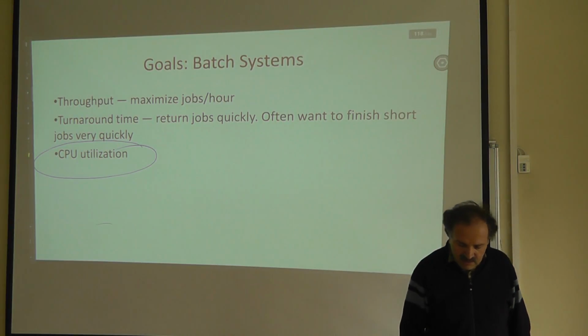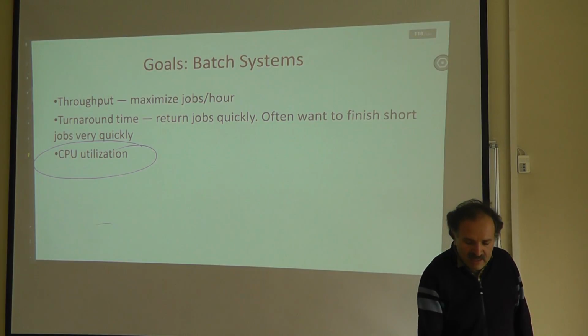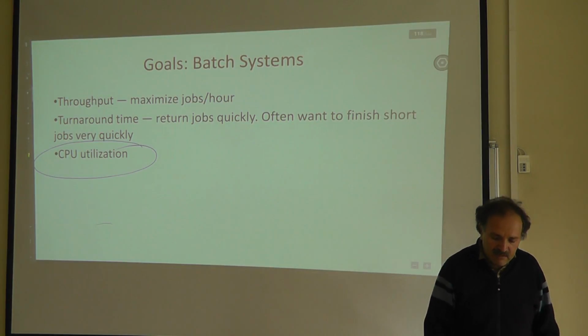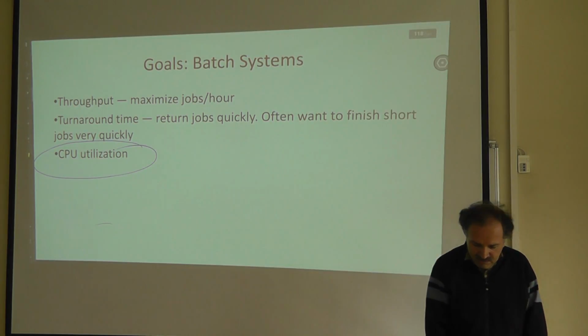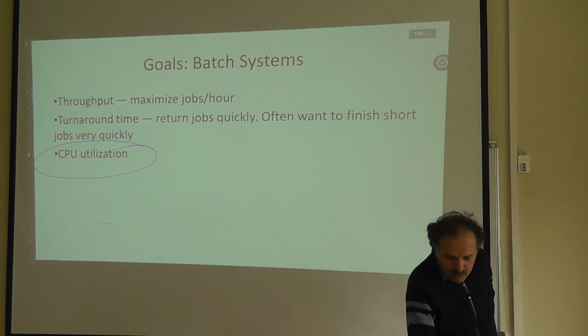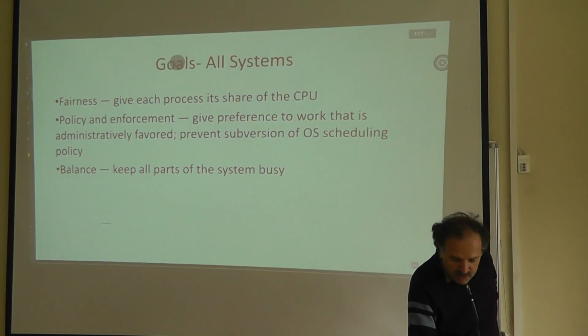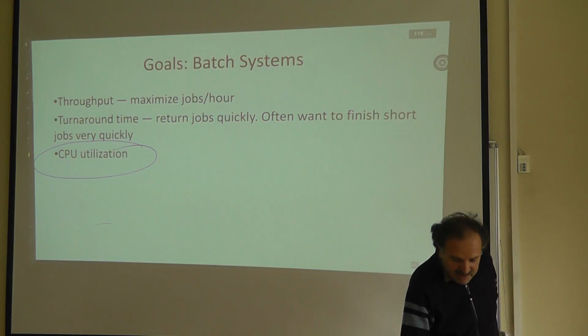So they are sometimes in conflict. You cannot satisfy both throughput and turnaround time at the same time. You need to make a trade-off decision between those. So these are the goals for, these are general goals. Okay, these are goals for the batch systems.